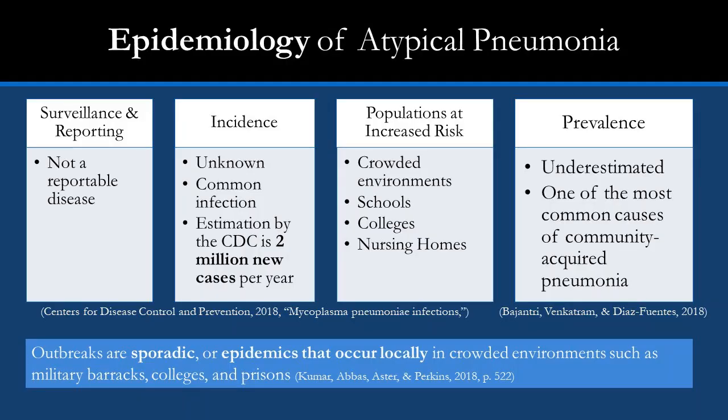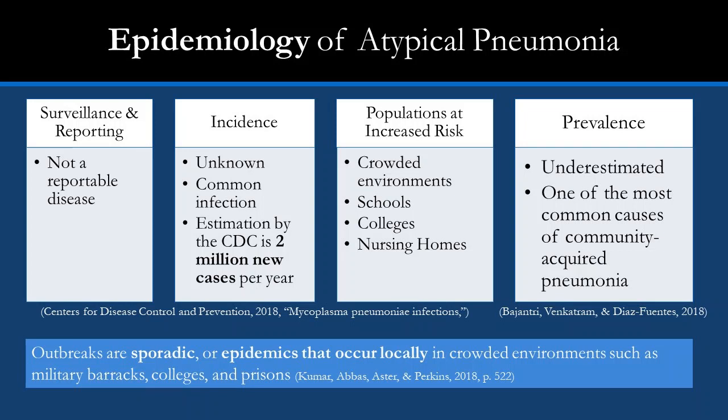Mycoplasma pneumoniae infections are actually pretty common, and since there is no system in place to track cases of it, the actual incidence, prevalence, and other epidemiological statistics are unknown. However, the CDC estimates that in the United States, there are approximately 2 million new cases of these respiratory infections every year. Environments in which it is more likely that there will be an outbreak include those that are crowded.